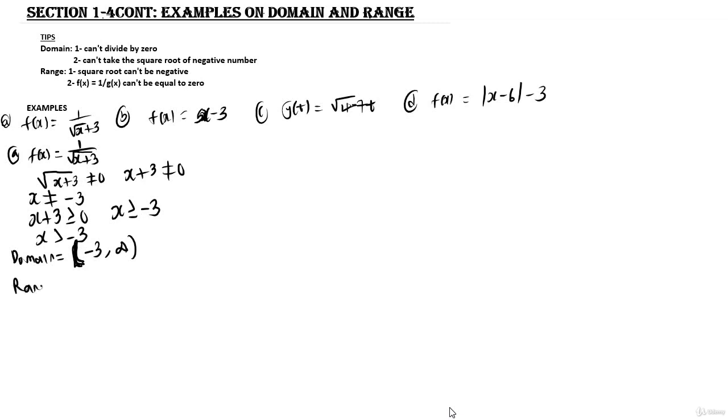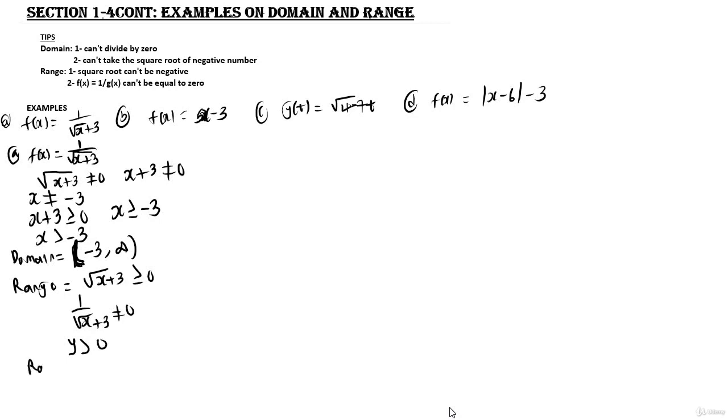Then for the range, we said the square root can't be negative. So the square root of s plus 3 should always be greater than or equal to 0, since it can't be negative, right? And we also said the function f of s equals 1 over g of s can't be equal to 0. So this means 1 over the square root of s plus 3 should not be equal to 0. So when we combine both of these, we are going to have y should be greater than 0.